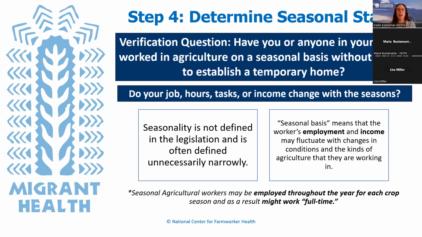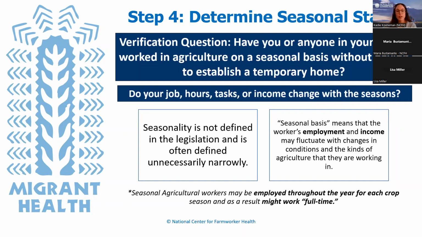Seasonal basis is not defined in legislation. Unlike many other occupations or jobs, the stability of work in agriculture varies dramatically and is dependent on many factors like weather, demand for commodities, workforce, natural disasters, things like that. The instability is what defines seasonality. A worker may experience changes in the type of job, hours worked, wages earned, tasks performed, and their income may change with the season.